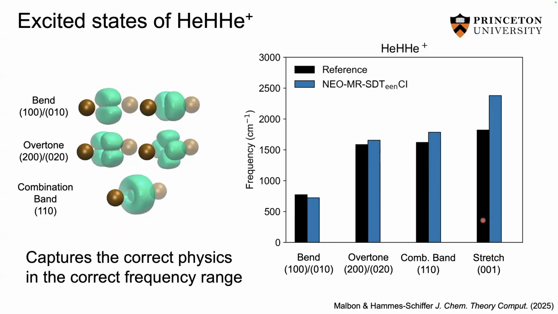And then the stretching mode is higher in energy than these two double occupations of the bending mode. And NEO-MRCI captures this correct physics where we have a bending mode and then two overtones and a combination band before we get to the stretching mode. So it's capturing the correct physics of these vibrational transitions, and it's also in the correct frequency range.